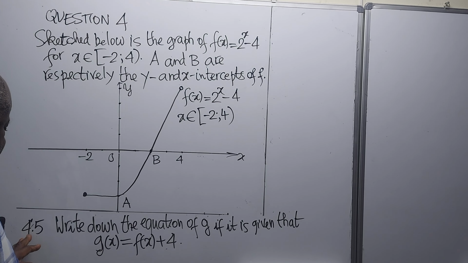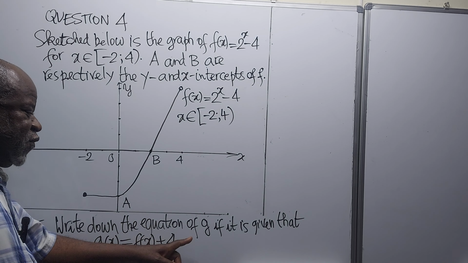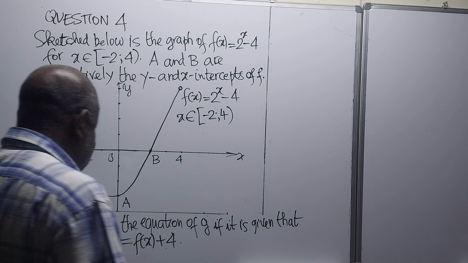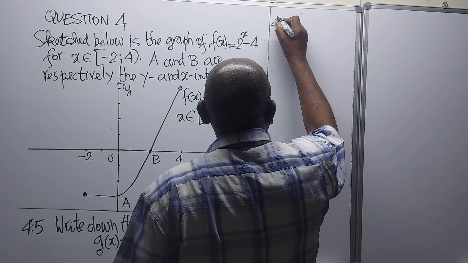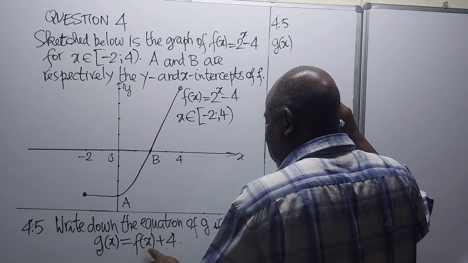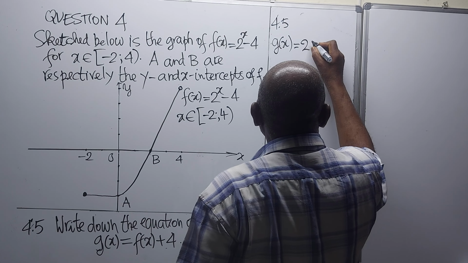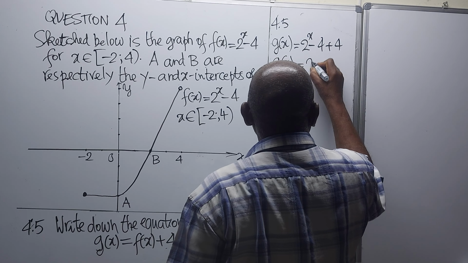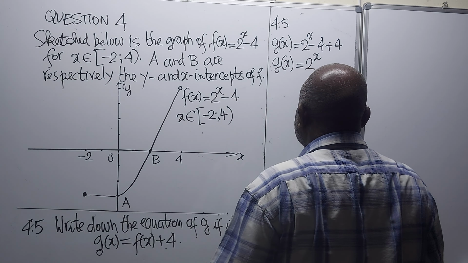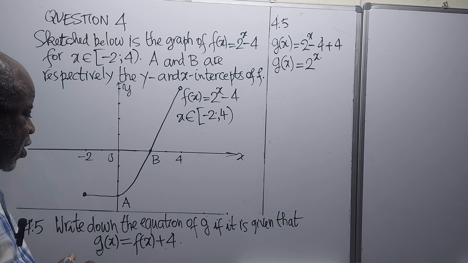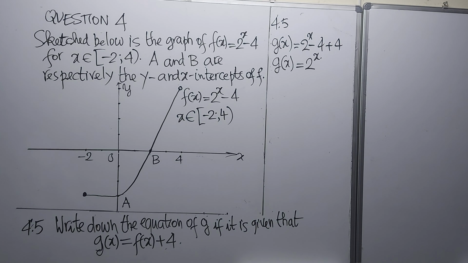Okay, so we're taking the next question. It's 4.5. Write down the equation of g if it is given that g of x is equal to f of x plus 4. So 4.5, g of x will be equal to f of x plus 4. F of x is 2 to the power of x minus 4, plus 4, and g of x will be equal to 2 to the power of x. That is question 4.5. So I'm going to clean the board and take the next question 4.6.